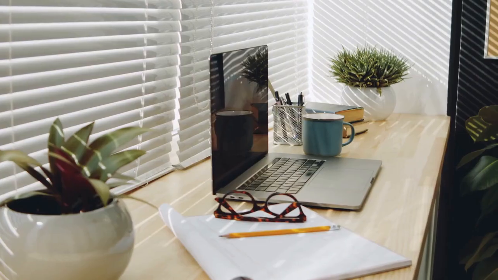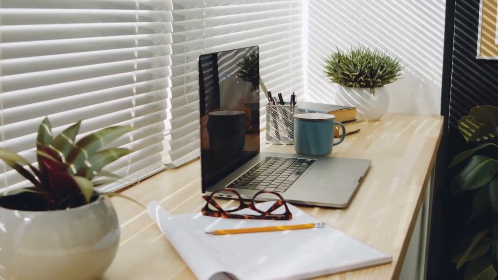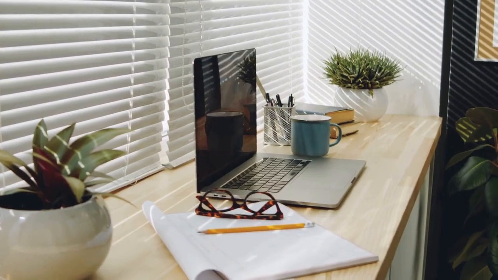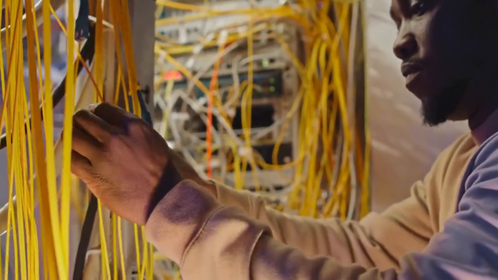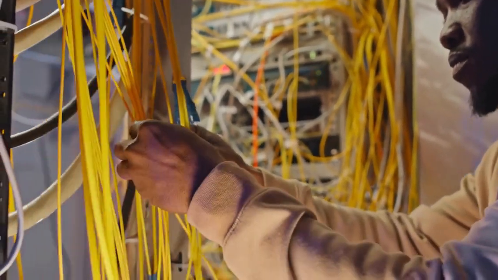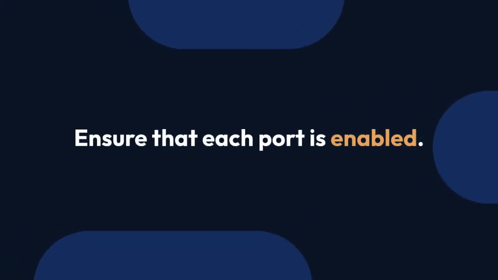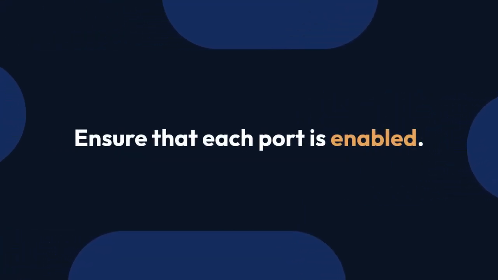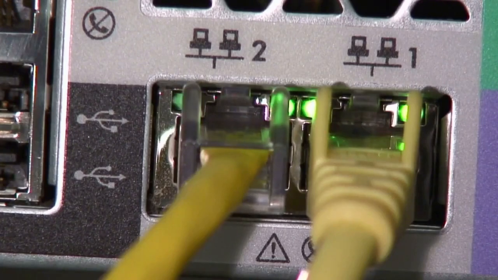Once logged in, navigate through the settings menus. Look for sections related to LAN, ports, or network configuration. Some routers allow individual port control, but most Converge routers don't. If you see such options, ensure that each port is enabled. If you find any settings related to port activation or disabling, make sure they're all set to enabled.